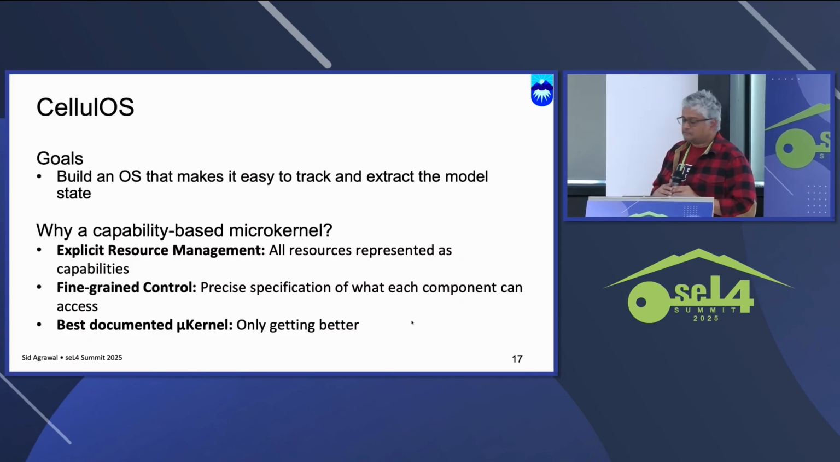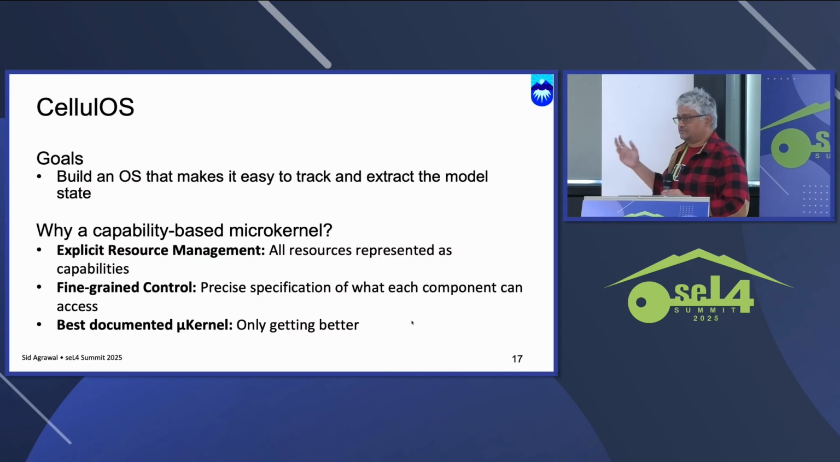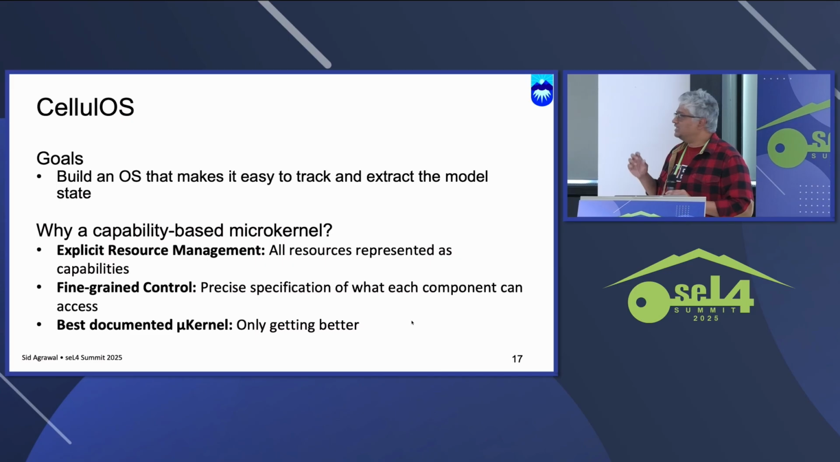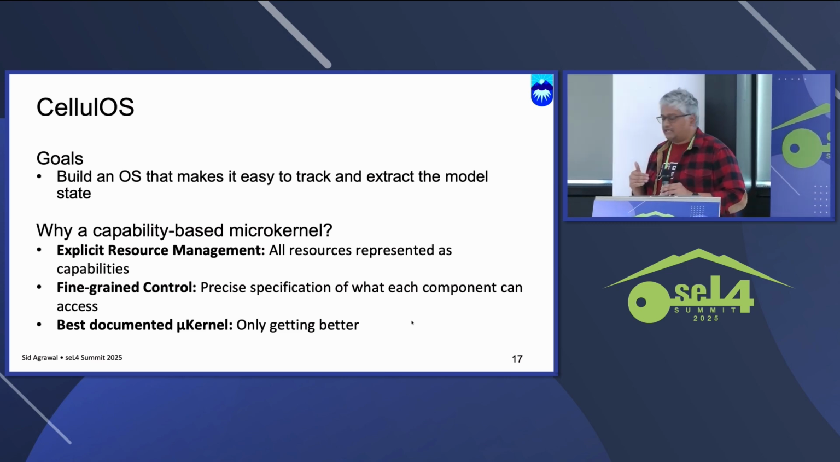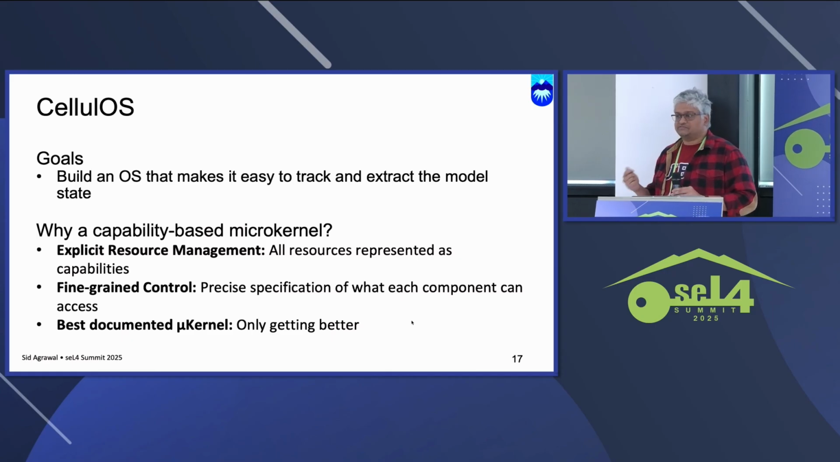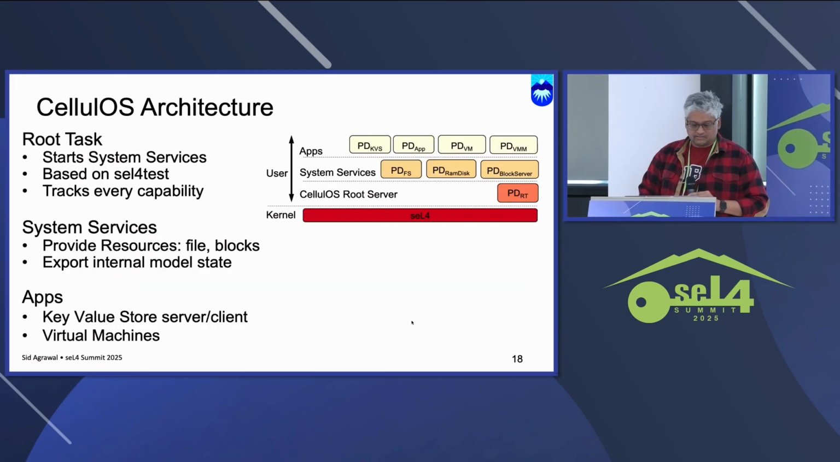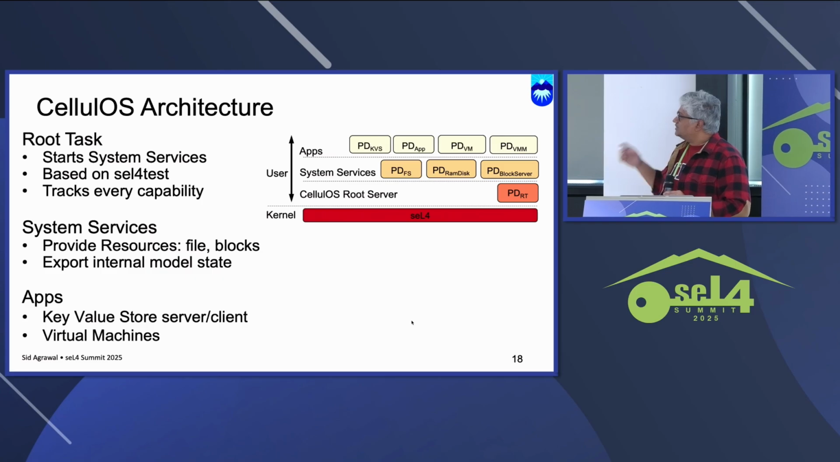But let's get into the SEL4 part of it, the CellulOS operating system. Our objective was to build an OS which enables us to easily track the entire model state and extract it easily. We picked a capability-based microkernel because it tracks all the resources explicitly. It gives us fine-grained access control. And when I started the project in 2021, SEL4 was the best documented microkernel out there, and it's only gotten better since. So this is the architecture of our system.